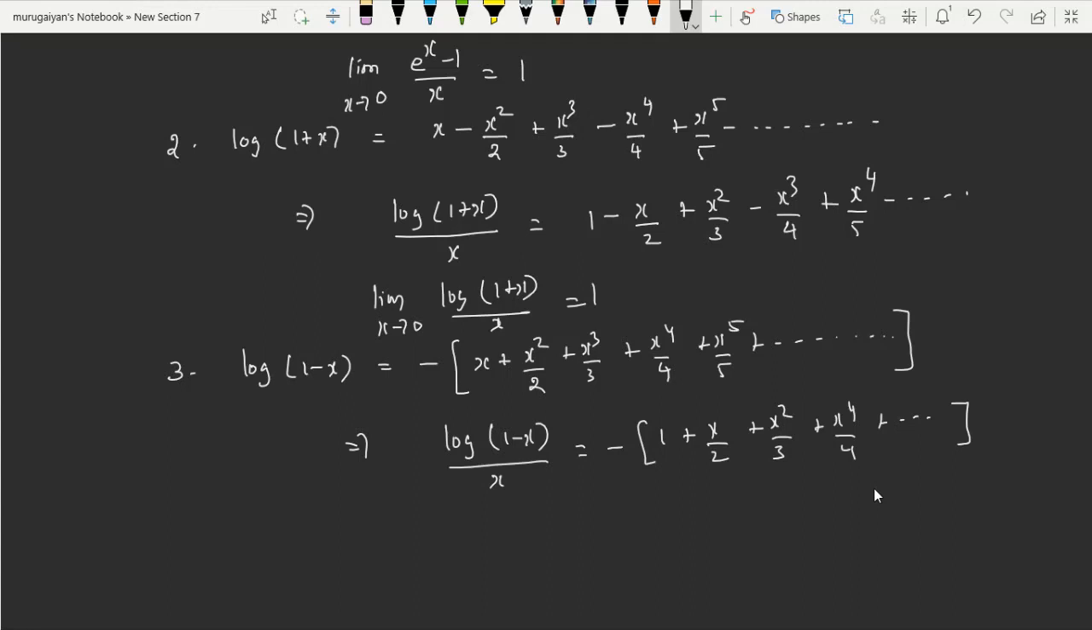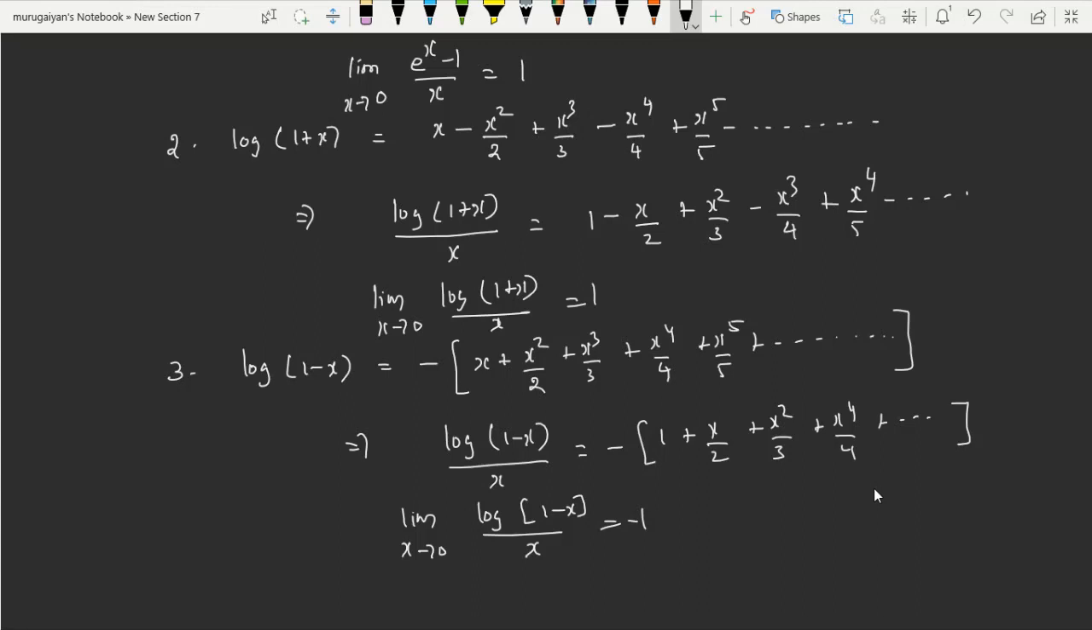Okay, when we take the limit x approaches 0, for log of 1 minus x by x, the first term alone is left and all other terms become 0. This is an application of log of 1 plus x. Just by replacing x by minus x, we can get the result.